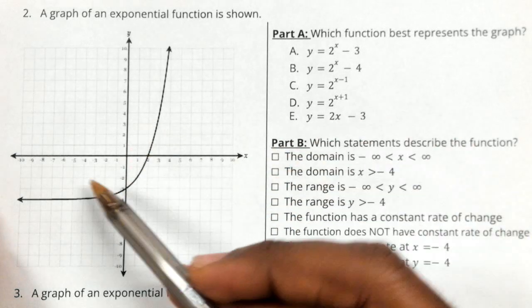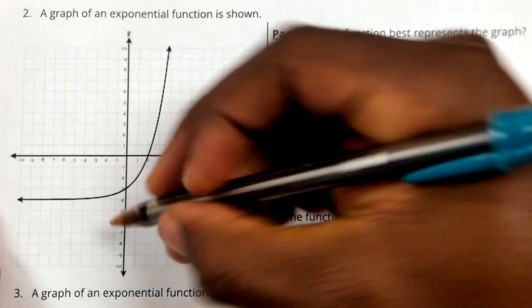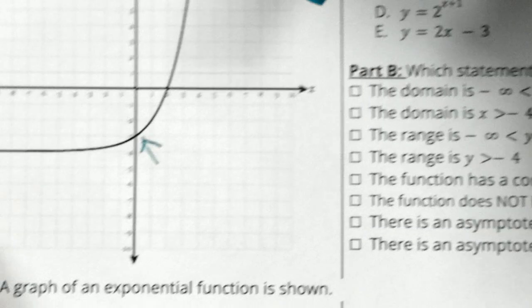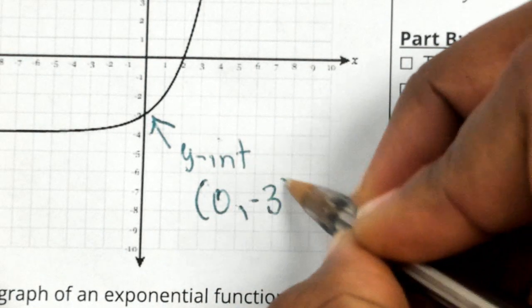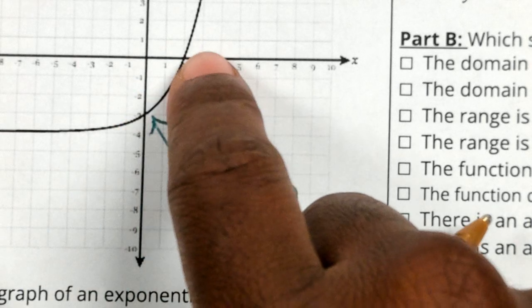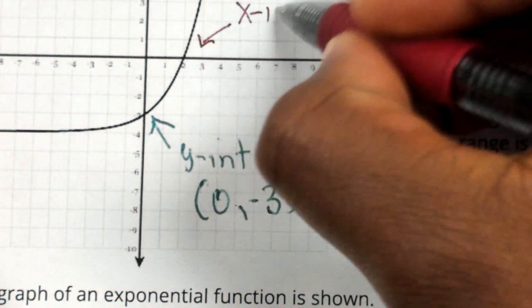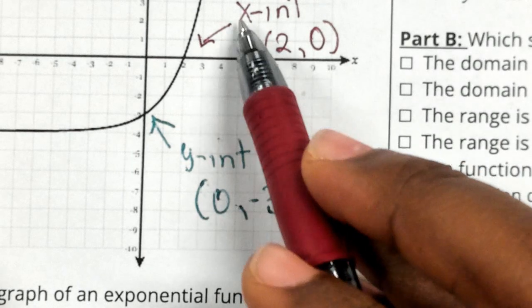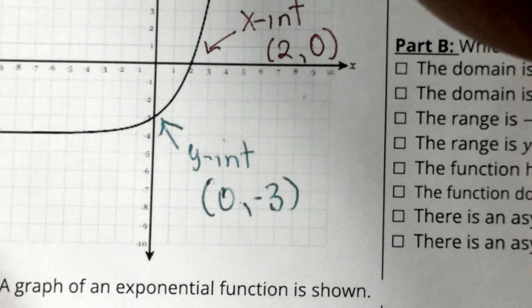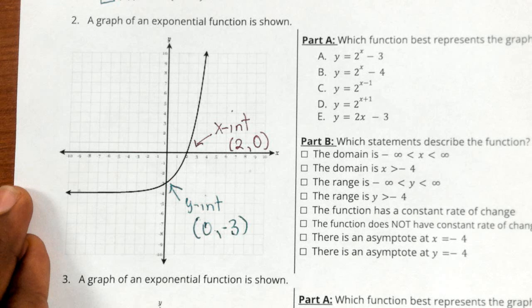If you see, this graph has a y-intercept at this point right here. At this point, when y is -3, that's where the y-intercept is. So the y-intercept would be (0, -3). It also has an x-intercept, right here, and that coordinate for the x-intercept would be (2, 0), because the x-intercept is when y is 0. So those are some key features that I can identify when looking at my graph.